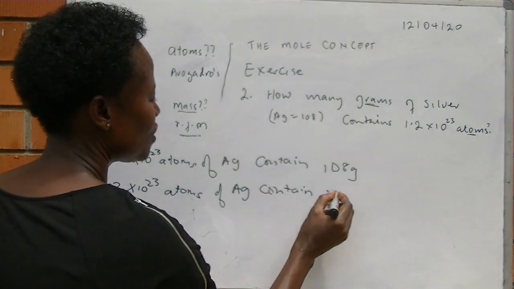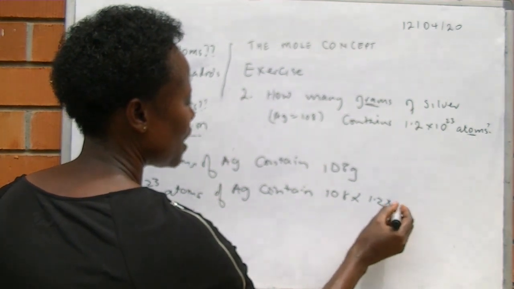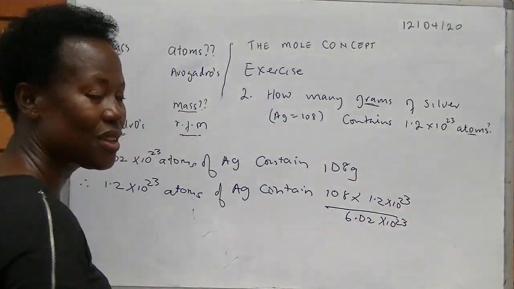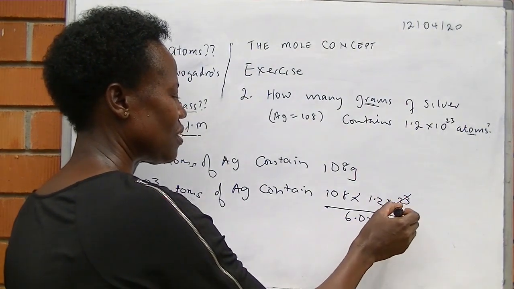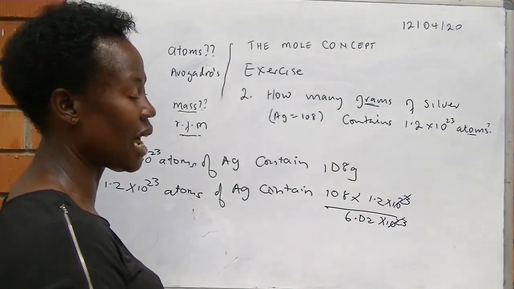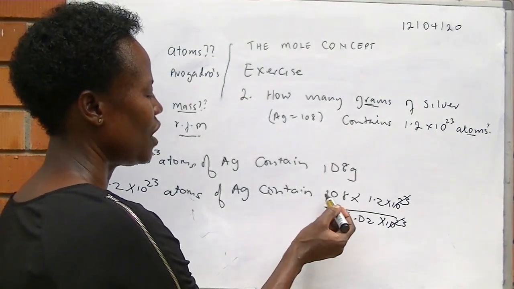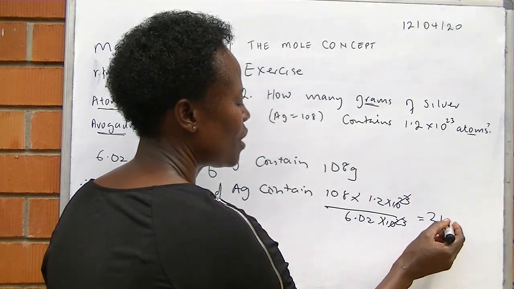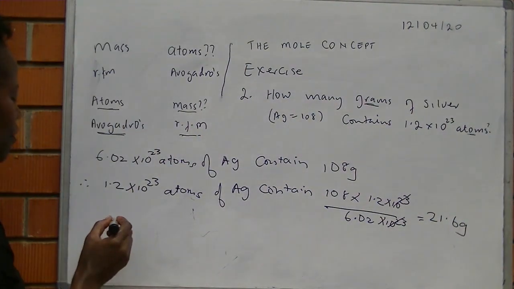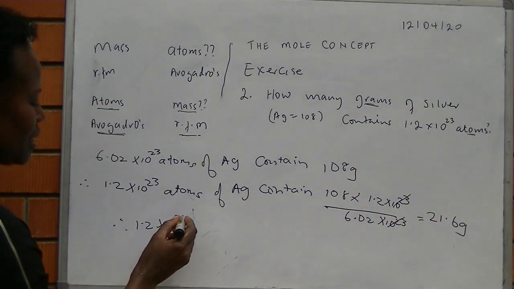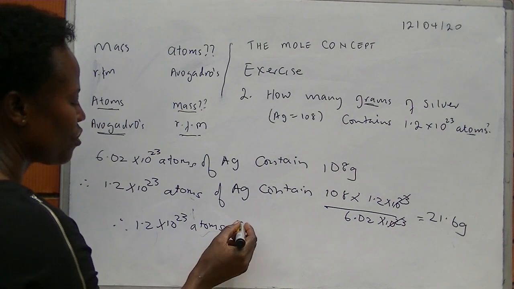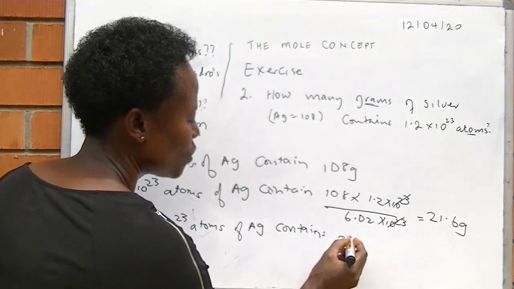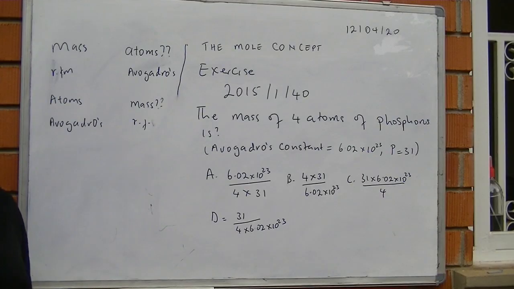we cross multiply 108 times 1.2 times 10 power 23 over Avogadro's 6.02 times 10 power 23. For these numbers, you have to first cancel the similar items in the numerator and the denominator before you use your calculator. Then you will be having 108 times 1.2 over 6.02, which is equal to 21.6 grams. Therefore, 1.2 times 10 power 23 atoms of silver contains 21.6 grams.